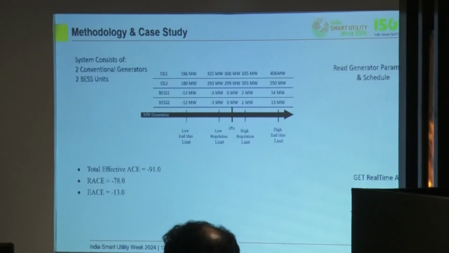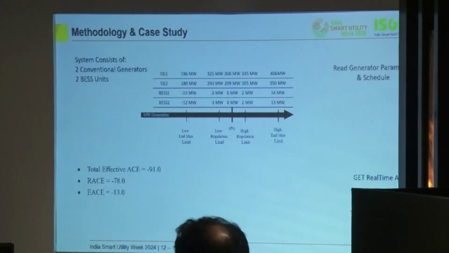So in this case study, we picked a few conventional generators and 2 battery sources from a very large system, and these were the parameters that the system got from the market to maintain. At that particular time, the total ACE was minus 91. If it says minus, it means you are under generating. You have to ramp up the generation.